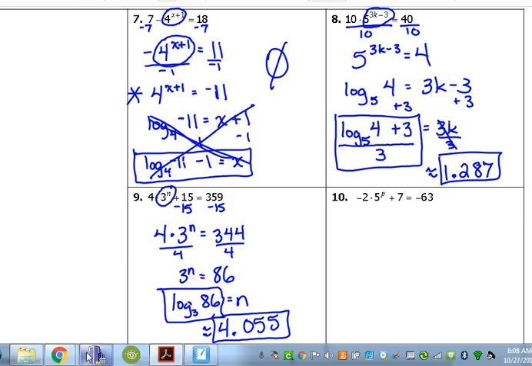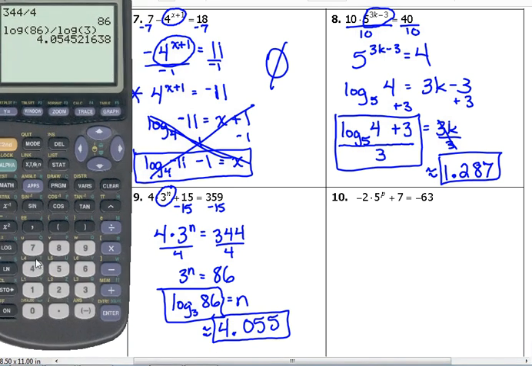Check it. 4 times 3 raised to the answer plus 15. Notice I didn't use any parentheses that time because there was only the variable in the exponent. I don't need any parentheses. The 15 is not in the exponent.